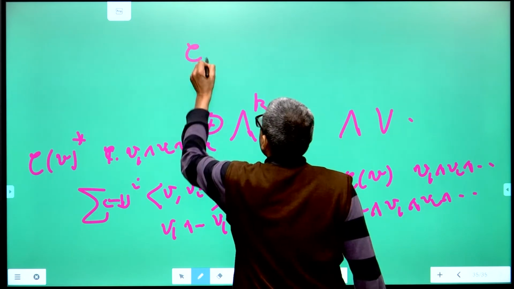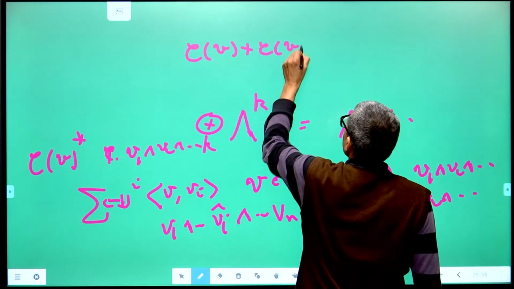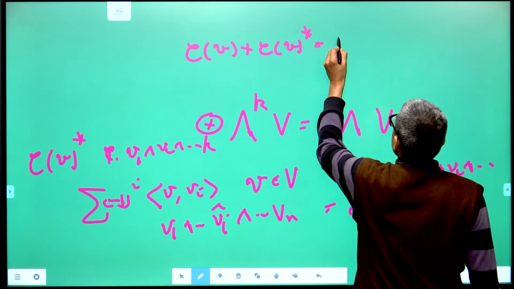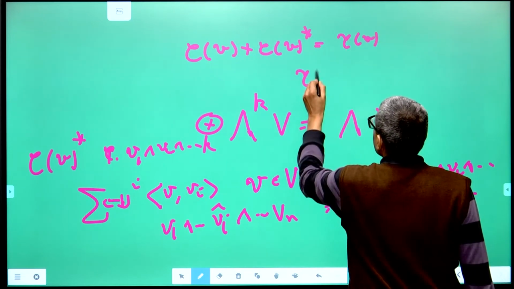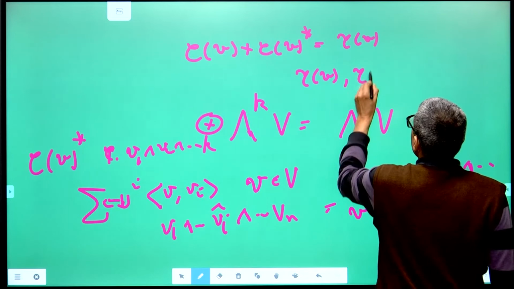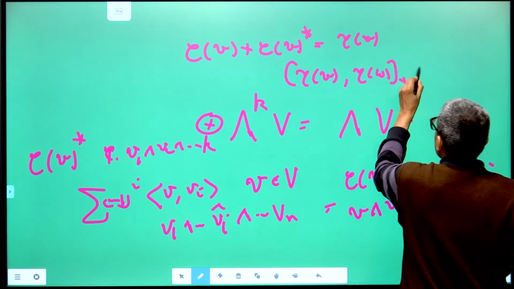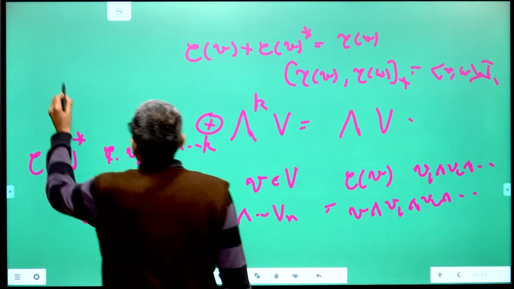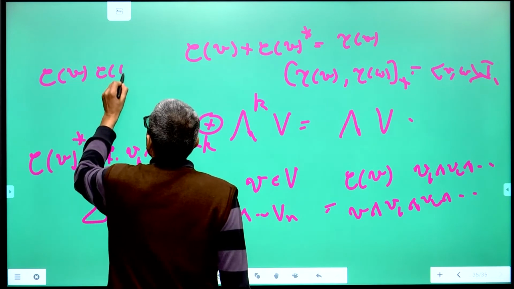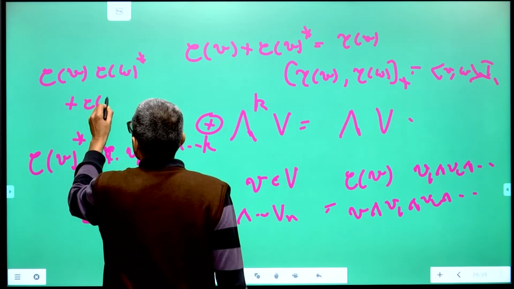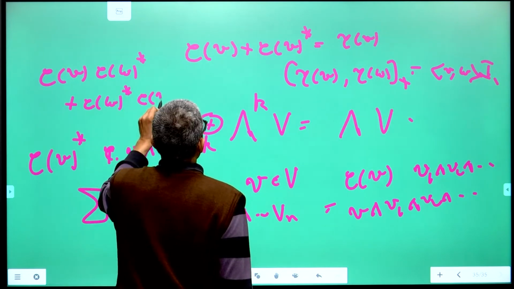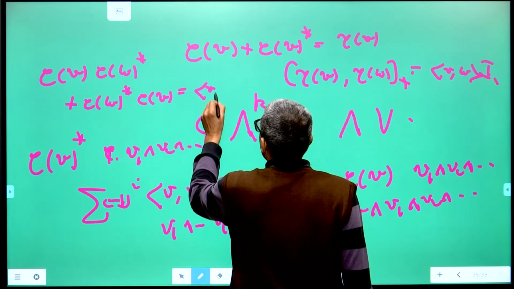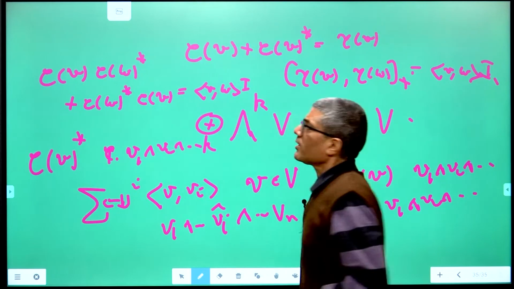Then the Dirac operator can be written in this space as e_v plus e_v star. You can check that easily. If I call this gamma_v, then you can check very easily that gamma_v, gamma_w, the anti-commutator, is simply equal to (v, w) times the identity. That comes from the fact that if you take two of them, e_v e_w star plus e_w star e_v, this is nothing but (v, w) into I. Like it satisfies a Clifford algebra relation.